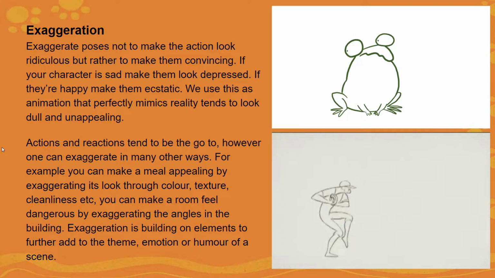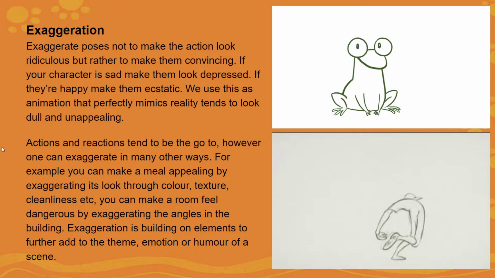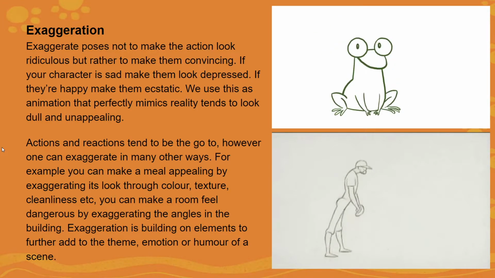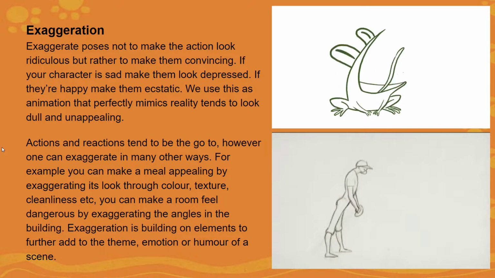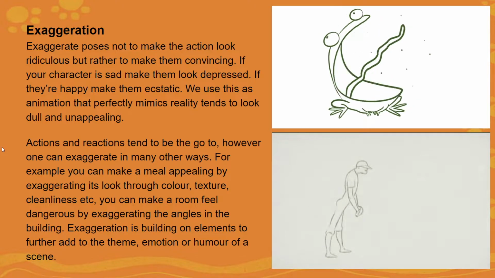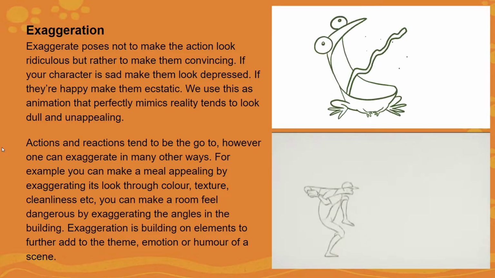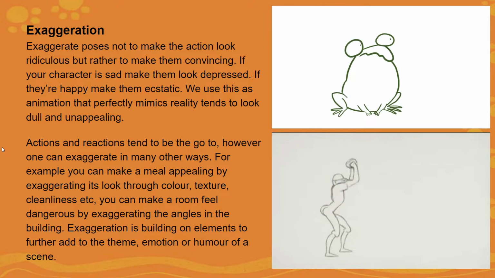Okay, so actions and reactions tend to be the go-to. However, one can exaggerate in many other ways. For example, you can make a meal look exaggerated by making the color a lot more appealing, making everything really bright, textured, clean. You can make a room feel very dangerous by exaggerating the angles in the building. So exaggeration is not just about the movement, but also about the actual setting you're putting everything in. Very often, if a character comes to a cliff, the cliff will suddenly get super, super high up. I think Wile E. Coyote does this the most, where it will just exaggerate how high up we are, and it really adds to the stakes.